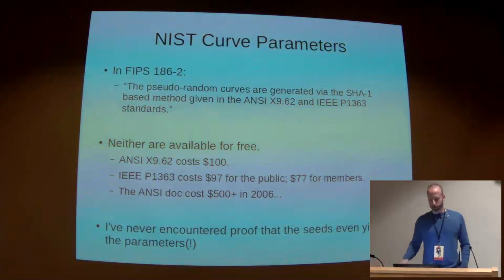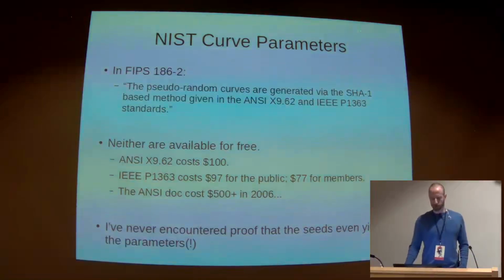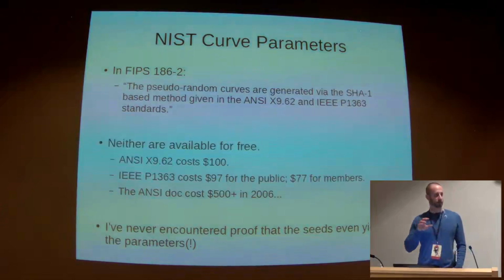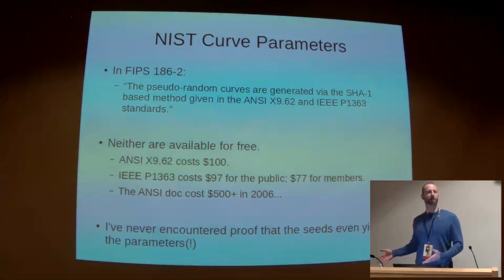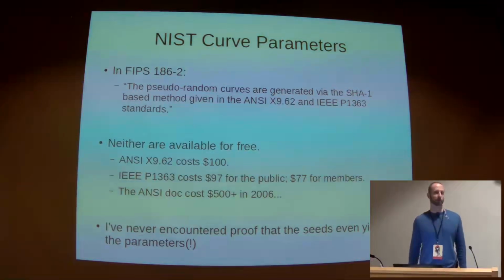So while doing research on this recently, I wanted to see proof that somebody actually took the seeds, applied SHA-1, and then somehow mapped that to curve parameters. It's not obvious how that's done. You can do that in many, many ways. And it's supposedly defined in the ANSI doc, which I don't have.